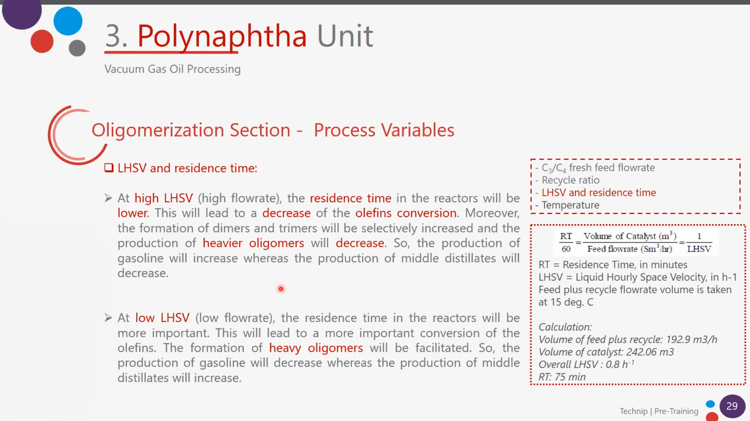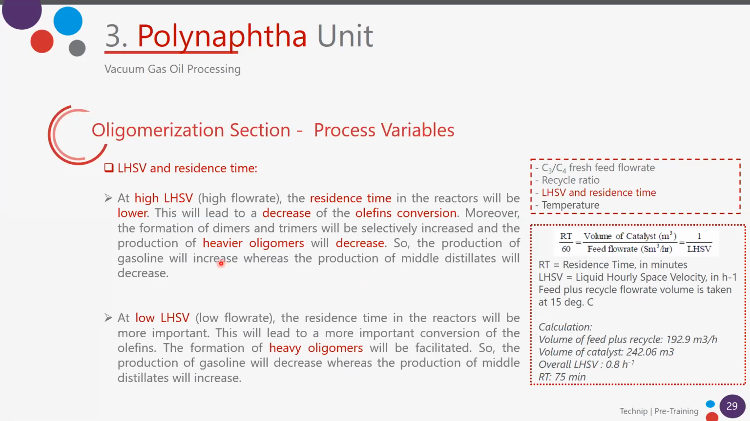So if you remember that in the splitter, after the debutanizer, you will separate the lighter oligomers from the heavier oligomers. The lighter oligomers will be sent to the hydrogenation, and the bottom will be the heavier oligomers that will be sent to the diesel hydrotreating unit.